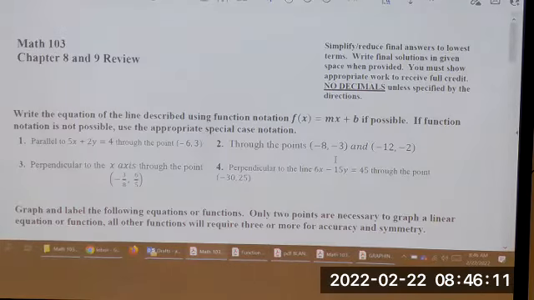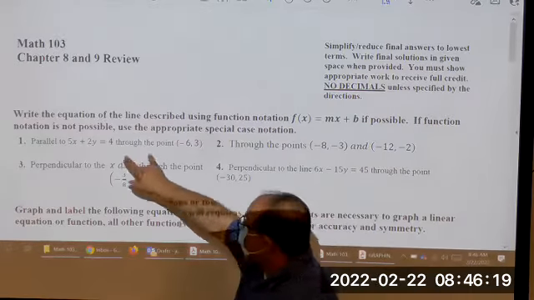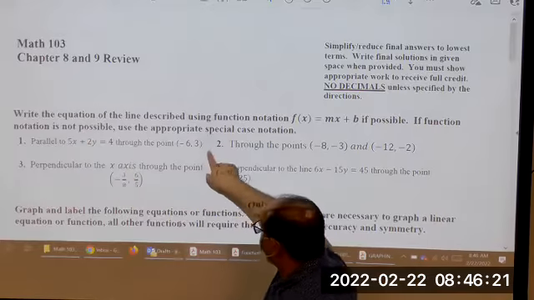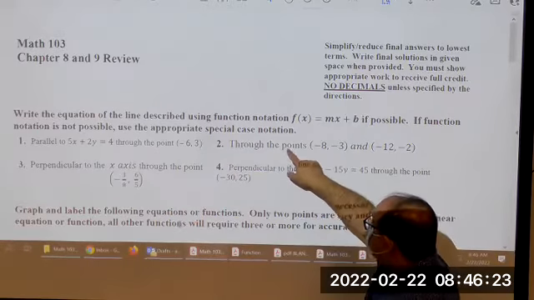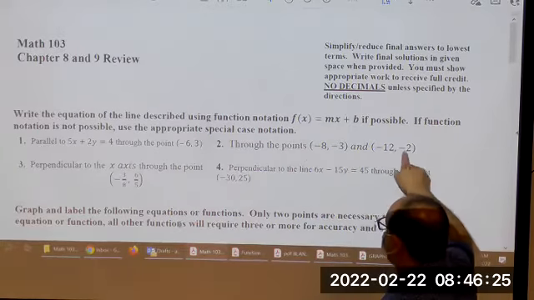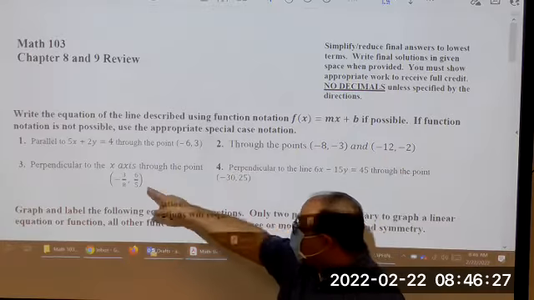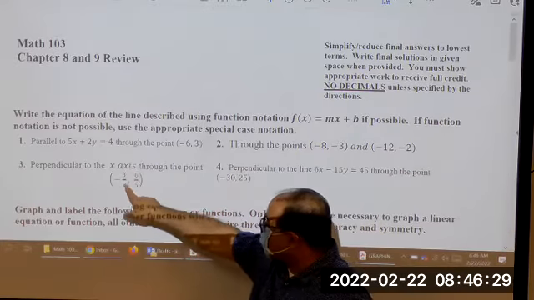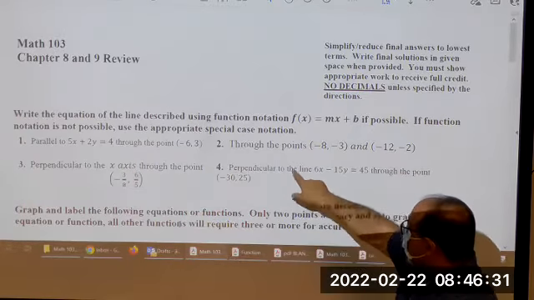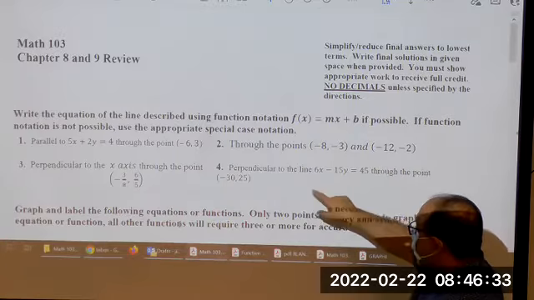Just so you know, here's the chapter 8-9 review. Write the equation of a line parallel to this through the point. Write the equation of the line in function notation through the points. Perpendicular to the x-axis through the point. Perpendicular to the line through the point.